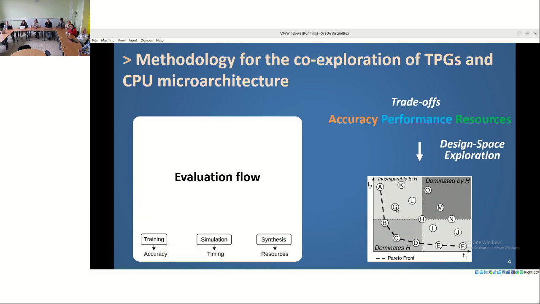So the methodology developed here is for the co-exploration of TPG and CPU microarchitecture. To this purpose, we develop an evaluation flow that gives us the accuracy, performance, and resources. And this allows us to perform design space exploration on this three-dimensional axis and select a set of non-dominated solutions that will fit the designer need.